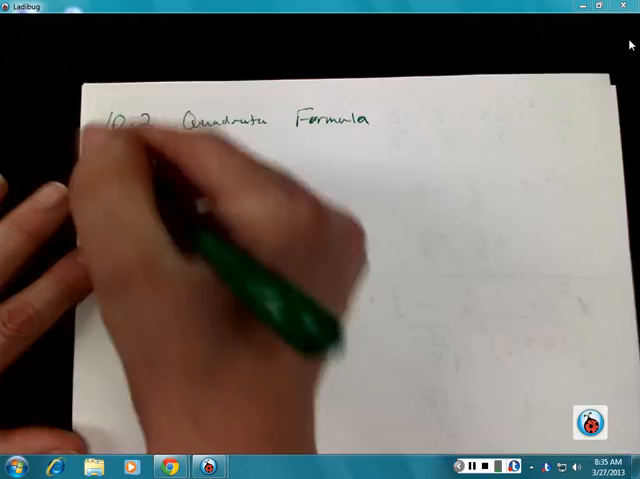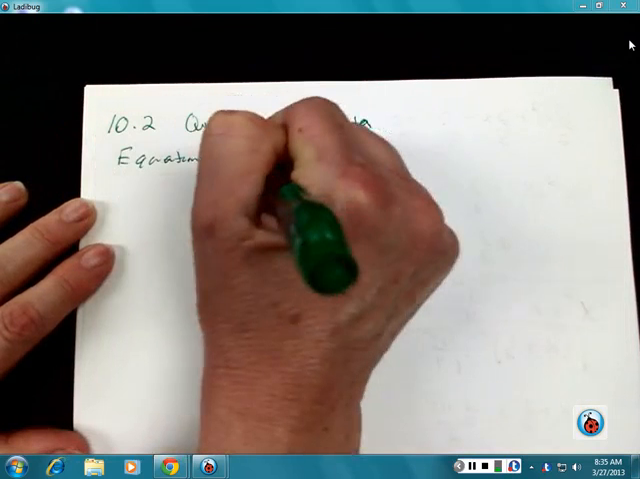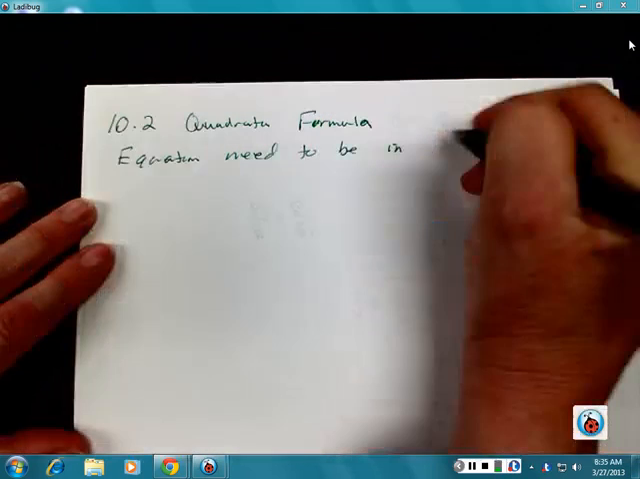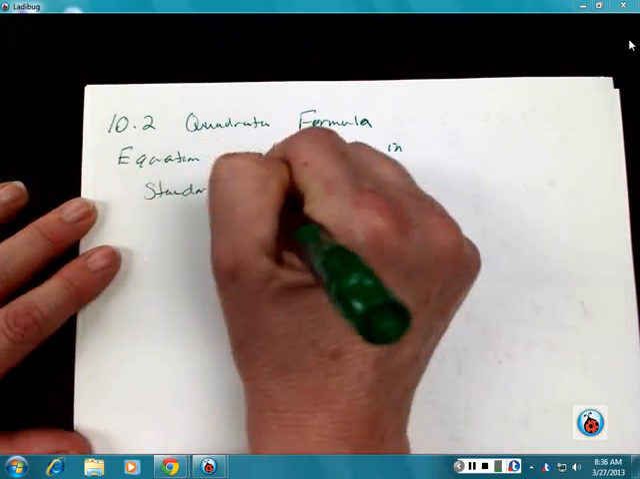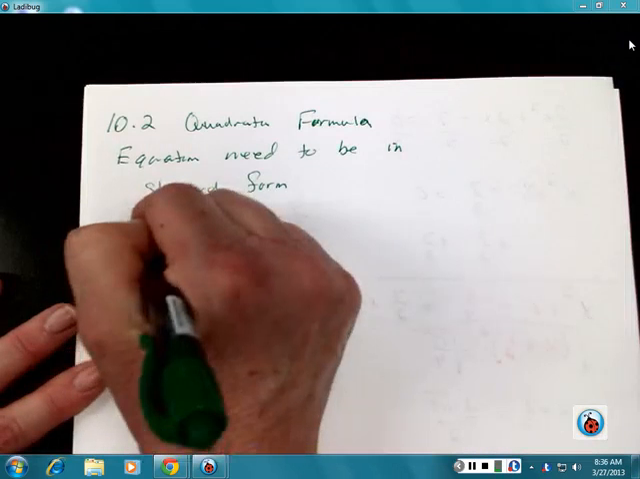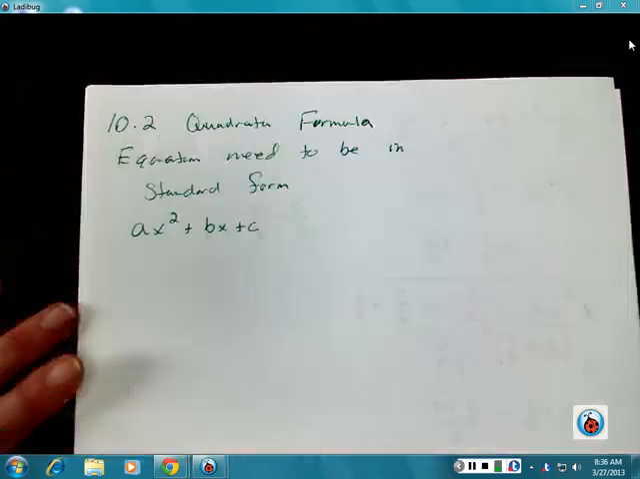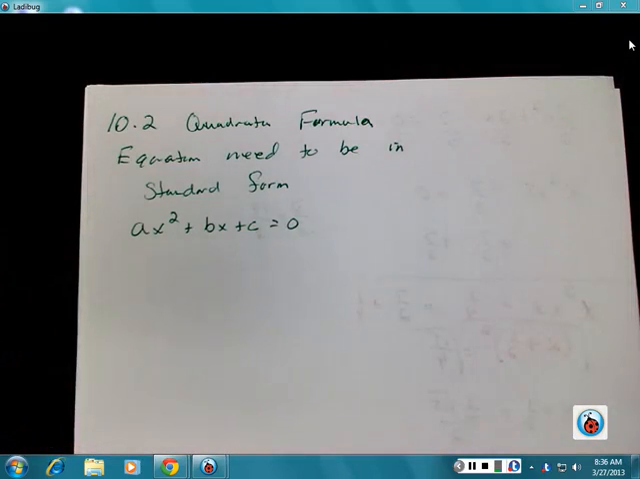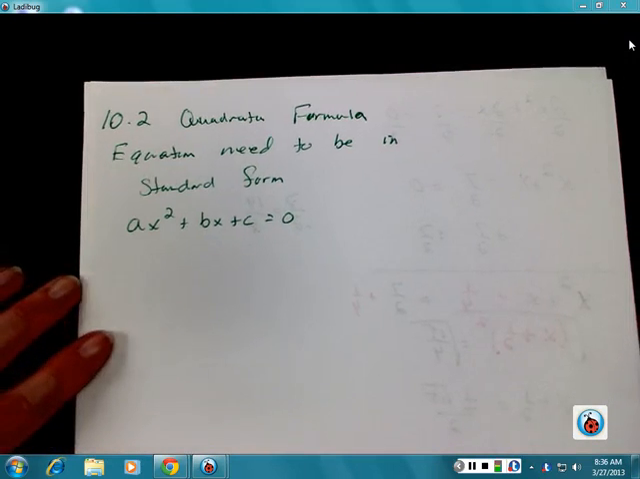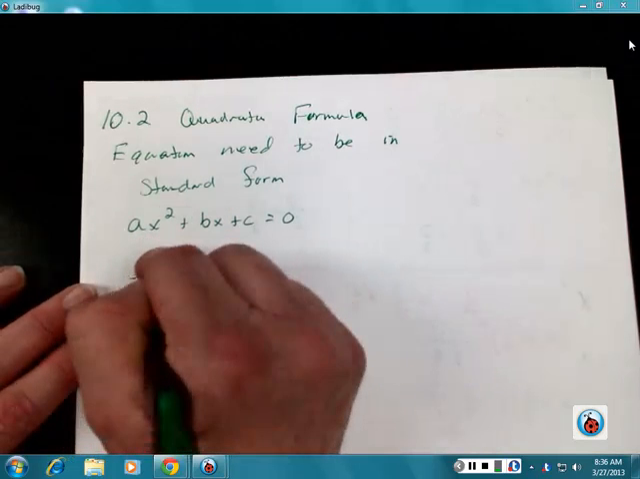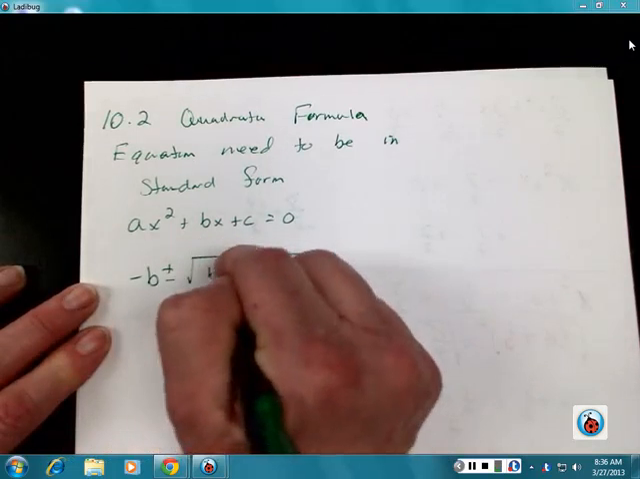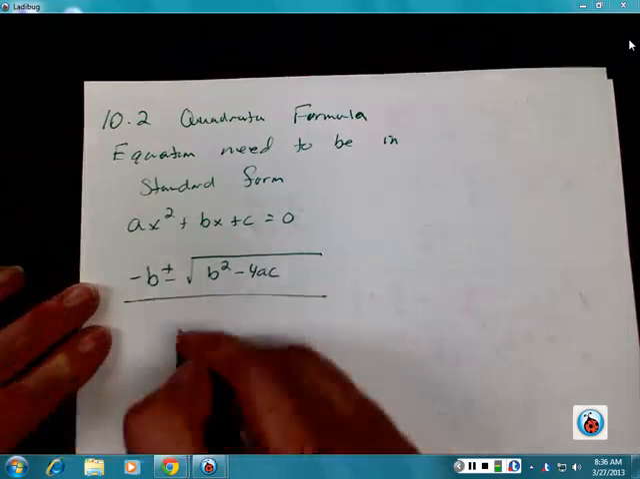The thing about this that you have to have in place when you're working with it is that all of your equations need to be in standard form. Standard form means I have ax squared plus bx plus c is equal to 0. So when it's in that format, that's what's going to let me pick out the pieces that I need to work with my quadratic formula. And the quadratic formula happens to be negative b plus or minus the square root of b squared minus 4ac all over 2a.